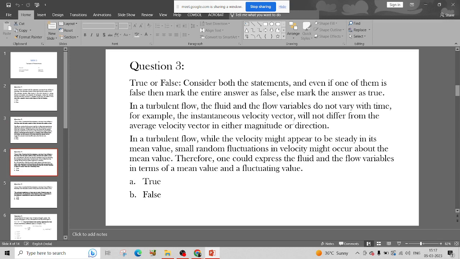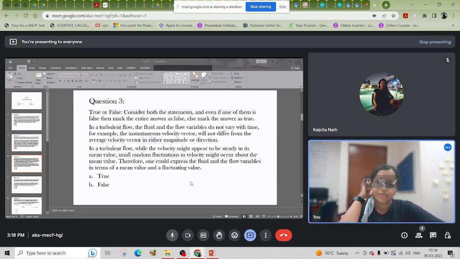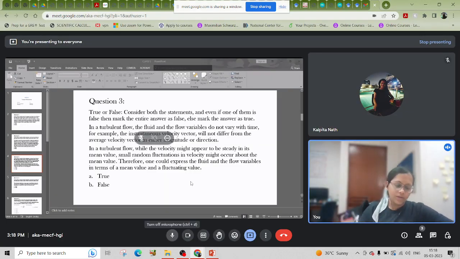In a turbulent flow, the fluid and the flow variables do not vary with time. For example, the instantaneous velocity vector will not differ from the average velocity vector in either magnitude or direction. In a turbulent flow, while the velocity might appear to be steady in its mean value, small random fluctuation in the velocity might occur about the mean value. Therefore, one could express the fluid and flow variables in terms of mean value and fluctuating value. I'll give 1 minute for this so that you can tell me whether it is true or false. What do you think about it?